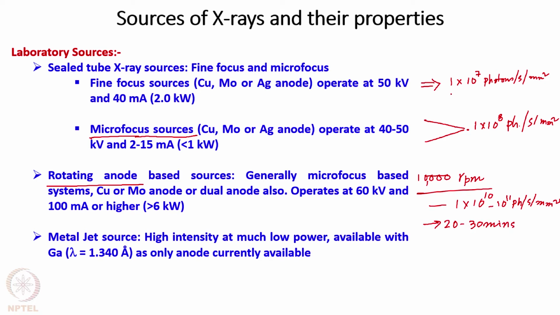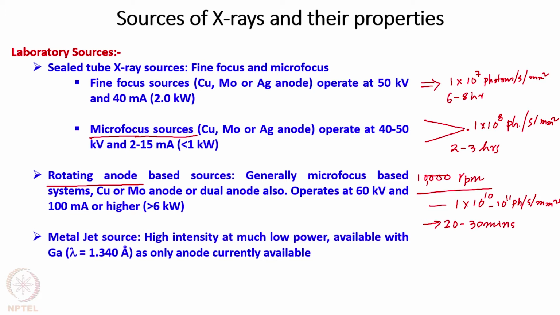Whereas in case of a sealed tube source, the data collection time was about 6 to 8 hours. With a microfocus source, it can come down to 2 to 3 hours. And now with a rotating anode, this can be done in 20 to 30 minutes.